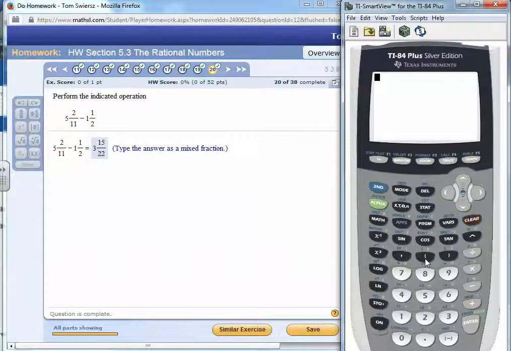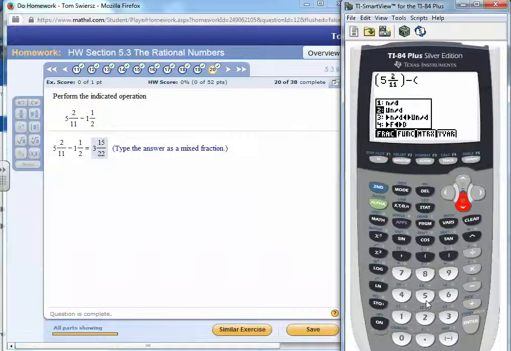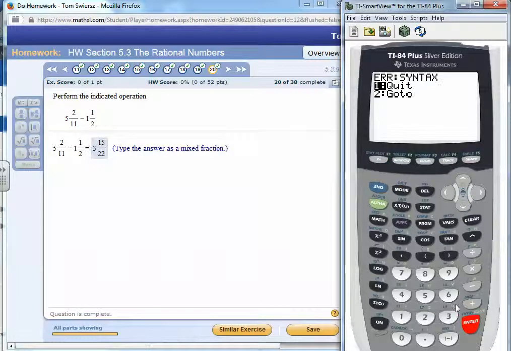function mode. You can enter a mixed number, so alpha F1. Mixed number is number 2. First number is 5 and 2/11. Use your arrow keys to move around from the whole number to the numerator to the denominator. We're subtracting, again, a mixed number, alpha F1, function number 2. Enter a mixed number, 1 and 1/2. Use the right arrow to get out of the denominator.